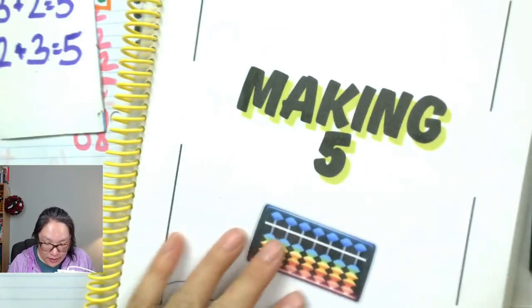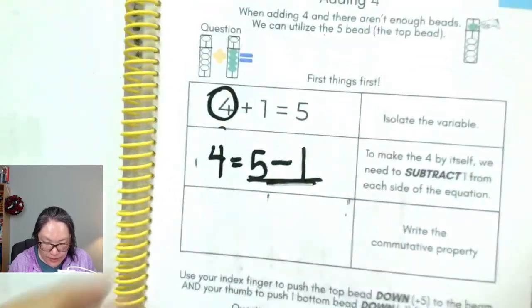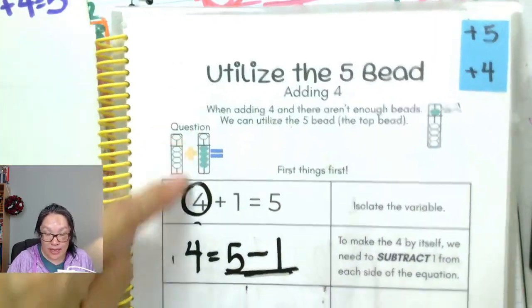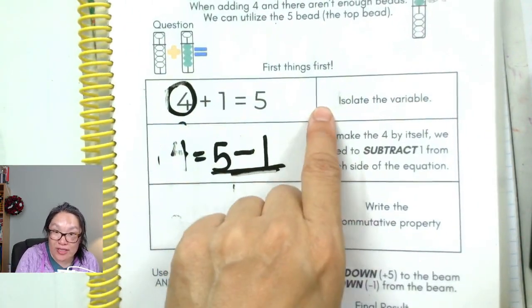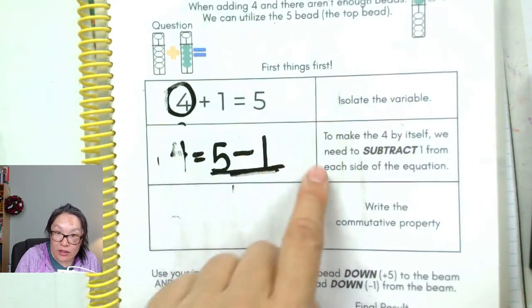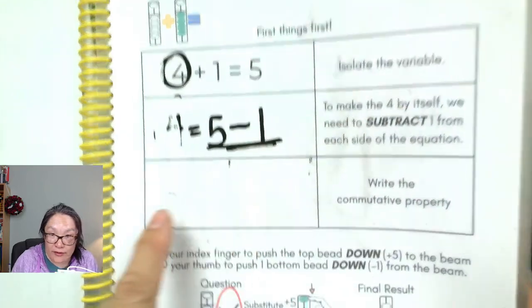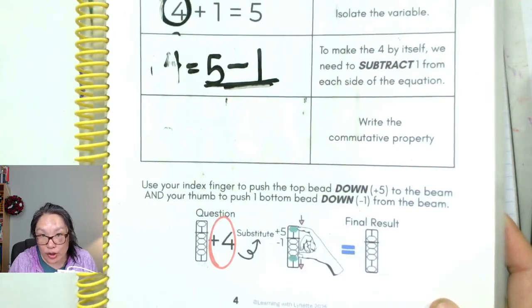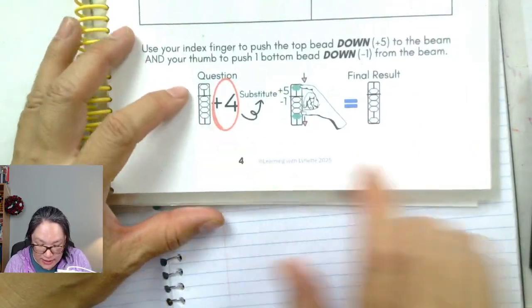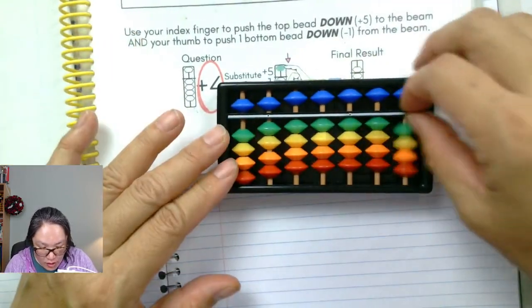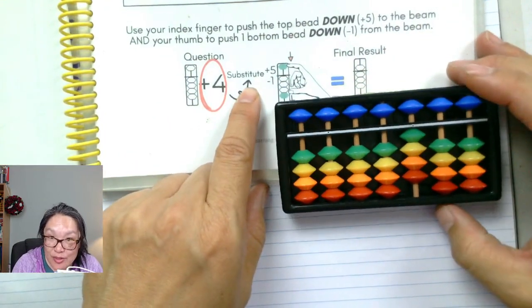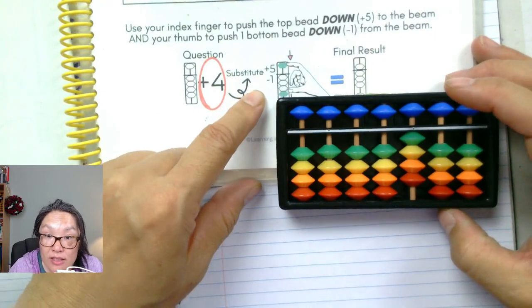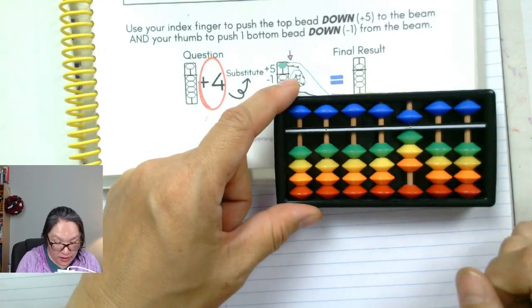And then there is this, which is how to utilize it, and I give you instructions on how to substitute it. So the first thing you're supposed to do is isolate the variable, and then I tell you the instructions, and then from here you write the cumulative property, and then this is the sample question. So if I have 4, I want to plus another 4. What do I do? I substitute plus the 5 minus the 1. So I'm going to plus the 5 minus the 1.